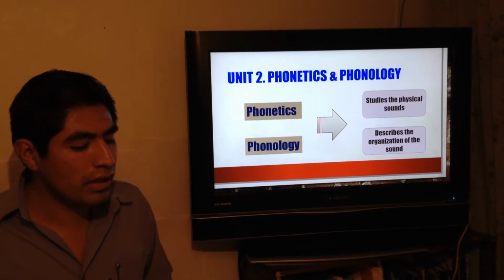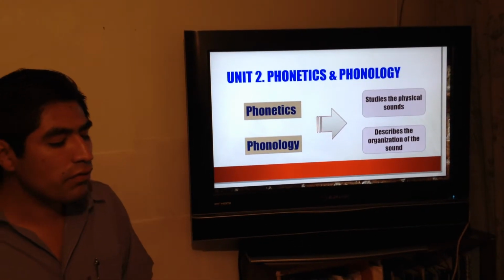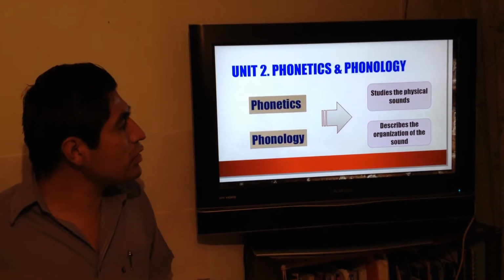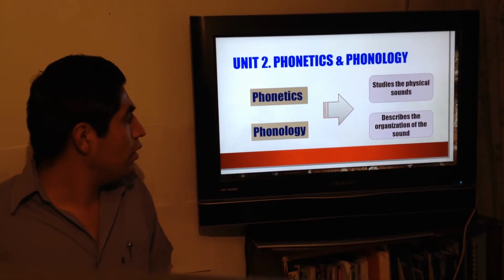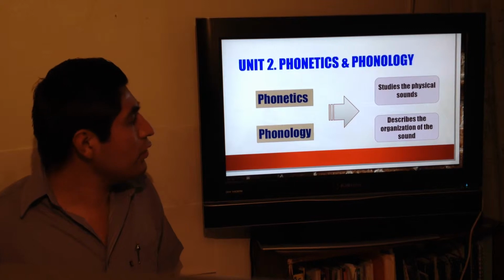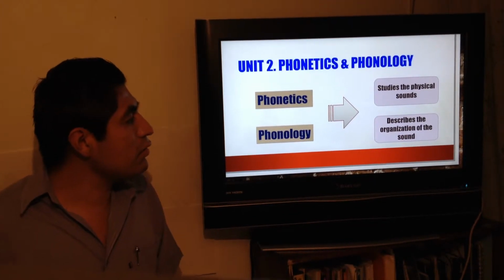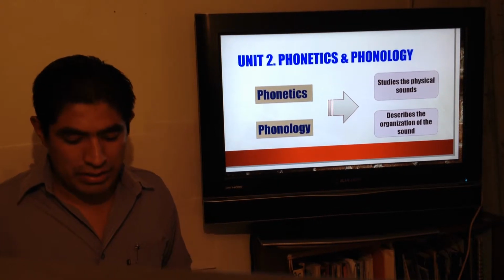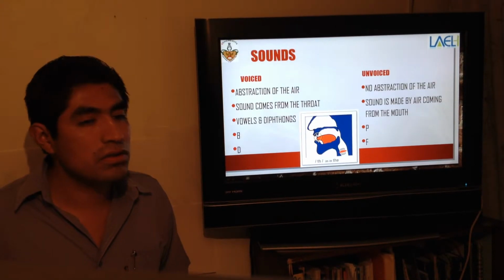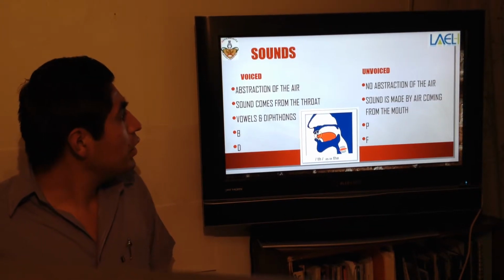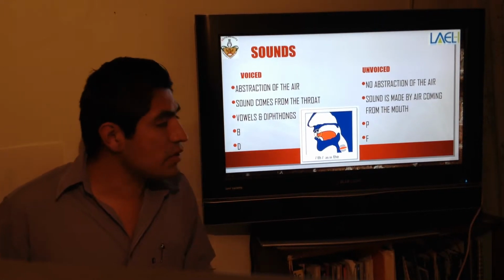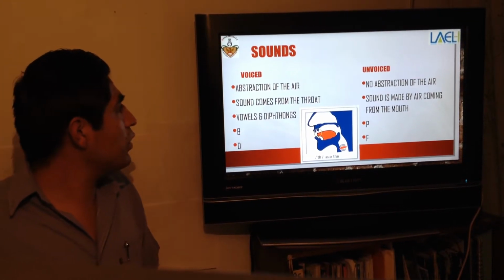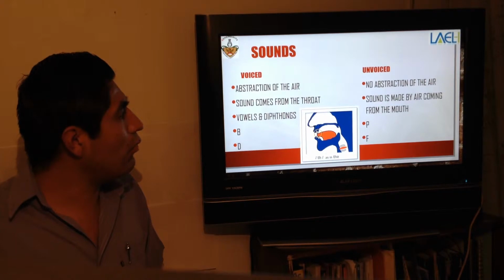Let's talk phonetics and phonology. What is phonetics? Phonetics is the study of the physical sounds. On the other hand, phonology describes the organization of sounds in a system of language. Let's talk about sounds. Here in this slide I have two types of sounds. Number one is voiced and number two is unvoiced.